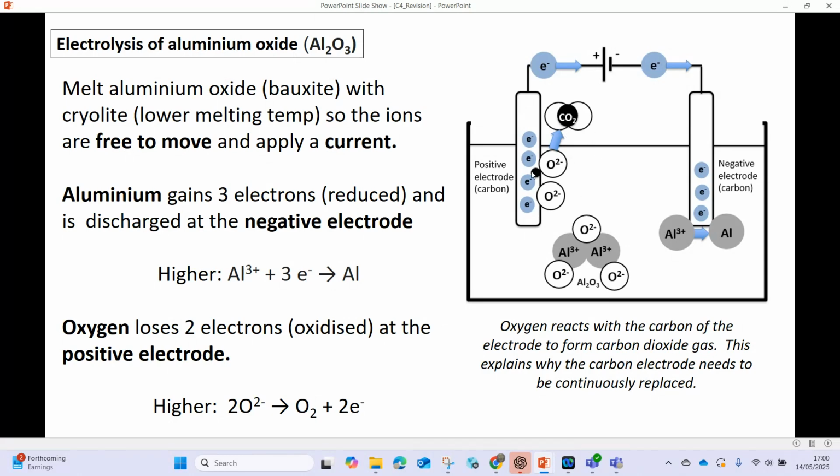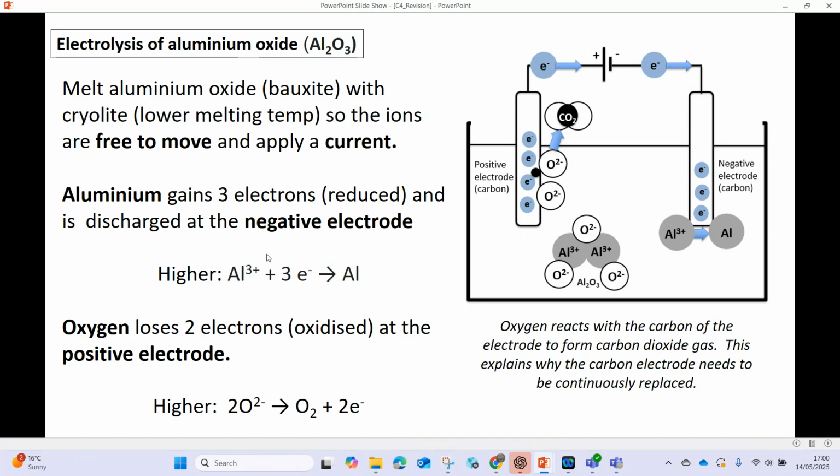This means that in electrolysis of aluminium oxide, you need to keep replacing the positive electrodes, because the carbon will react with the oxygen and wear away the carbon in the positive electrode. Again, if you're doing higher, you need to know those ionic equations.